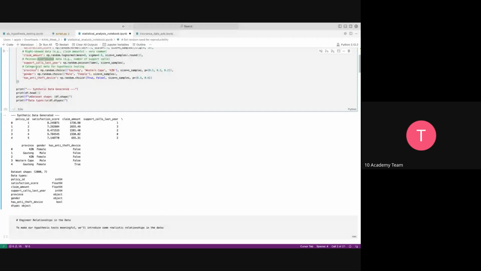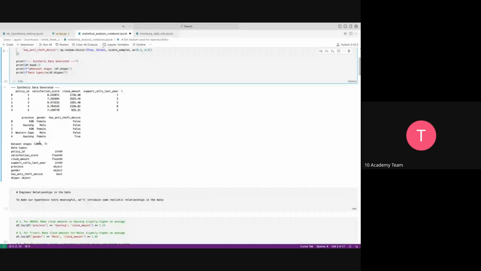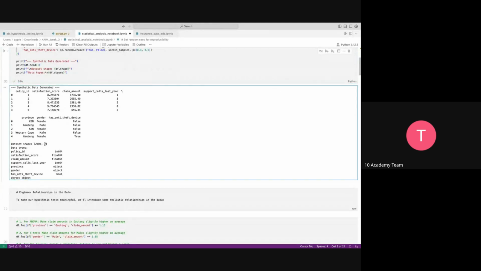We have the province, with 4 provinces, and for the gender we have male and female. For anti-theft devices, we have true and false. So this is just an example of the data set. We have 2000 data points and 7 elements: the policy ID, satisfaction score, the claim amount, support calls.